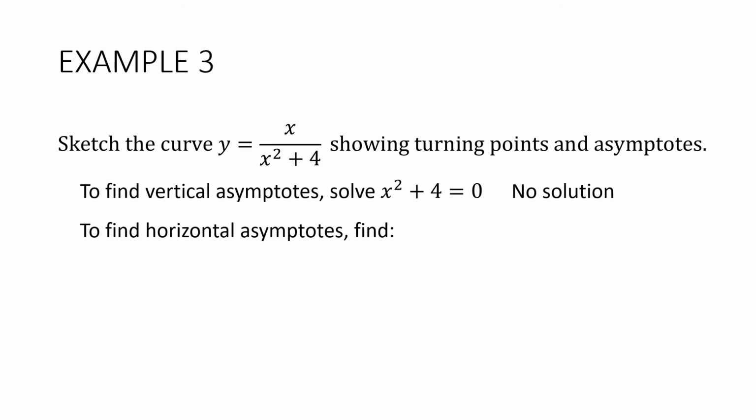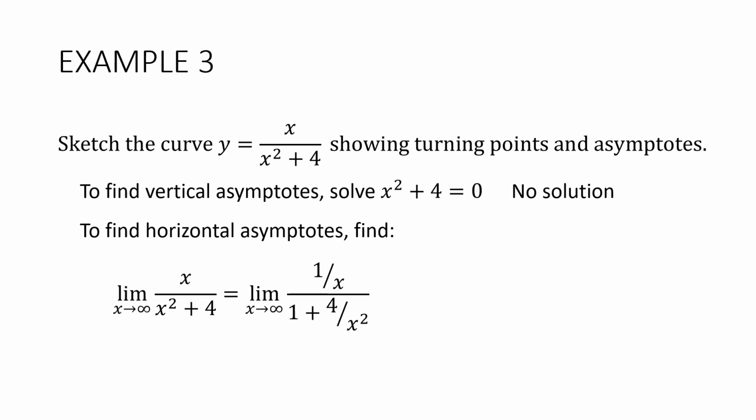Now, to find your horizontal asymptotes, possibly the best way is to take the limit as x approaches infinity of the function. And if you remember this from Year 11, we are going to divide every single term by the highest power of x, which is x squared. Keep your limit notation. So x over x squared is 1 on x. x squared over x squared is 1, and then 4 over x squared. The limit as x approaches infinity of this is 0 over 1 plus 0. And 0 divided by 1 is 0. So there's a horizontal asymptote at y is equal to 0, which is actually the x-axis.